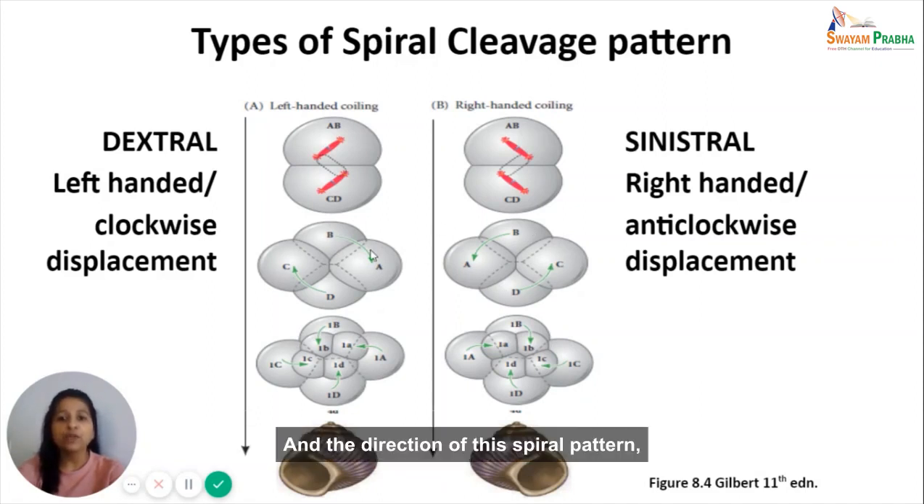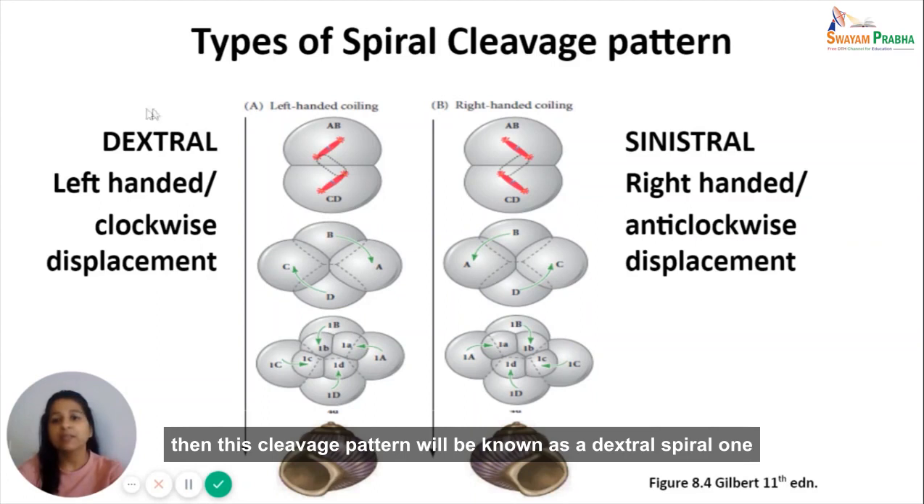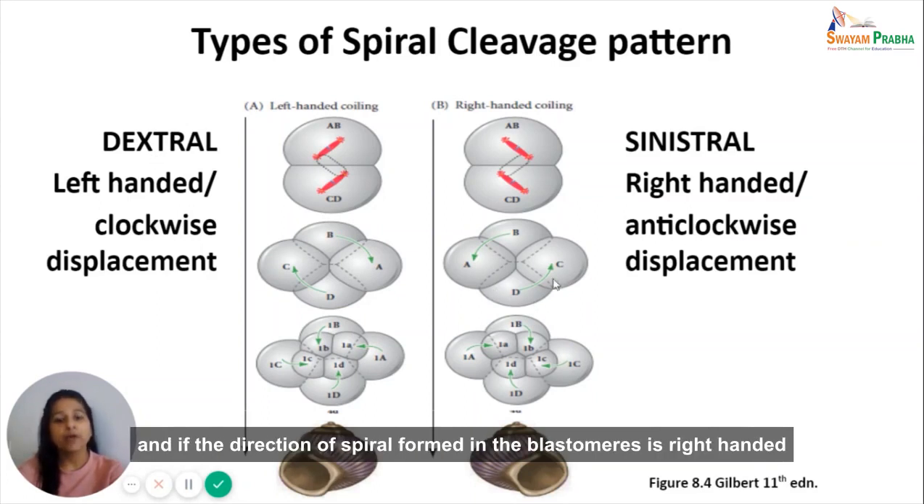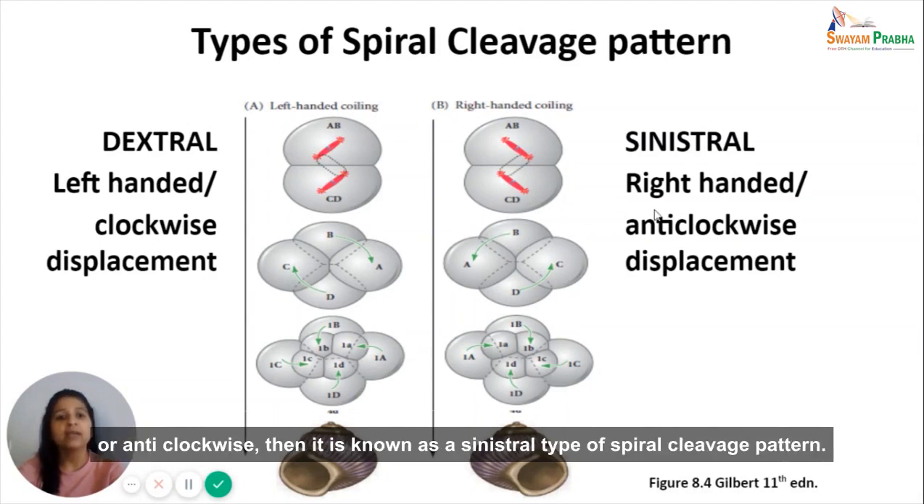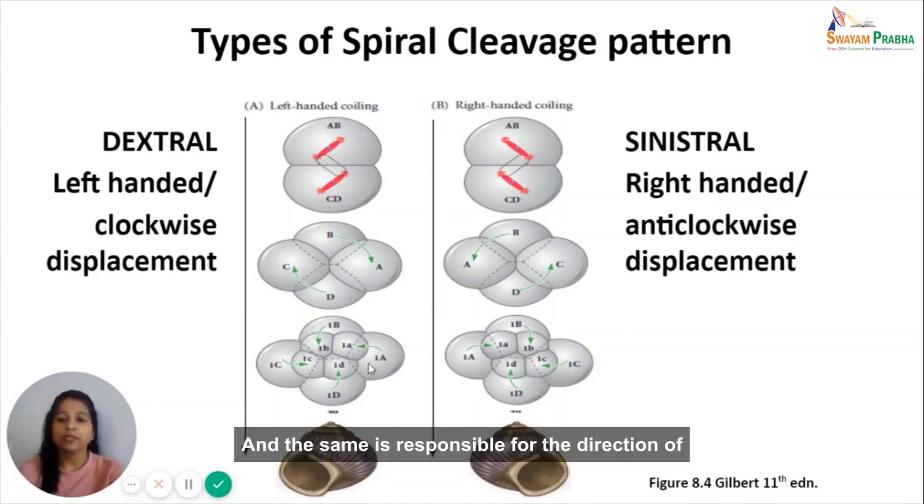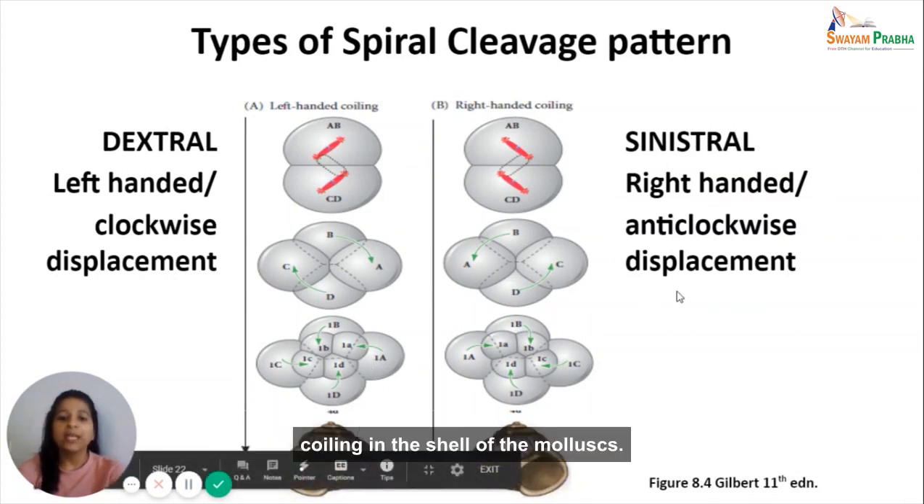And the direction of this spiral pattern, if it is left-handed or clockwise, then this cleavage pattern will be known as a dextral spiral one. And if the direction of spiral formed in the blastomeres is right-handed or anti-clockwise, then it is known as a sinistral type of spiral cleavage pattern. And the same is responsible for the direction of coiling in the shell of the mollusks.